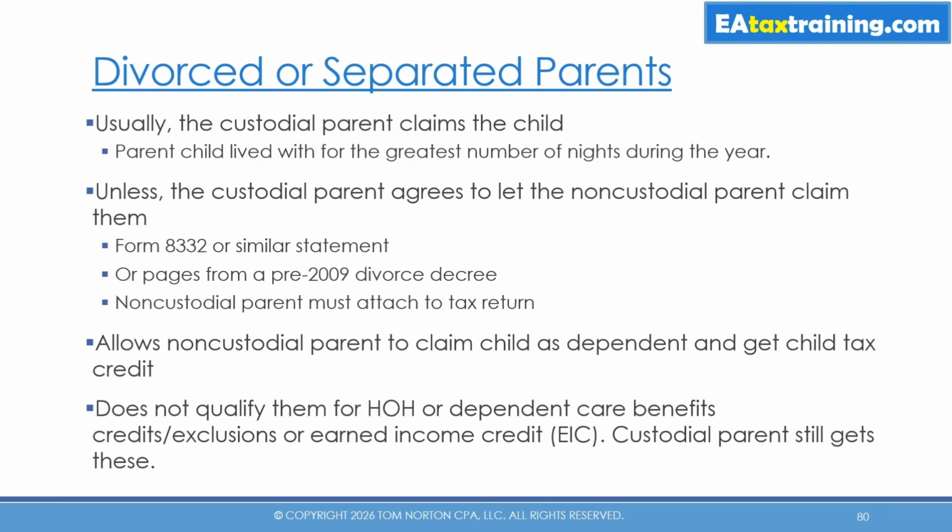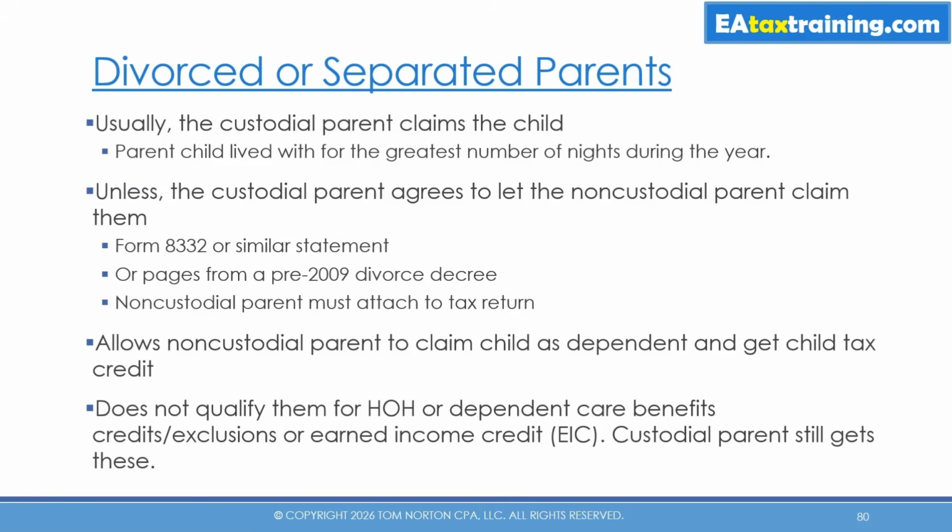Divorced or separated parents. So oftentimes there are going to be disagreements between divorced or separated parents about who gets to claim the child as a dependent. So we have to have some way of deciding who that's going to be. Well, usually it is going to be the custodial parent that claims the child. So that is the parent that the child lived with for the greatest number of nights during the year. So we look at overnights. That's what counts. So that's the general rule. Custodial parent gets the dependent, unless there's an agreement.